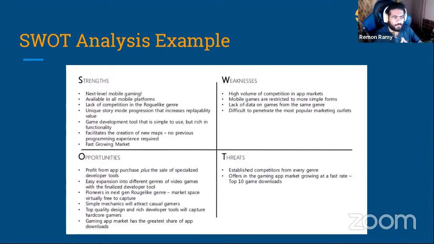So when you're creating something in a somewhat untapped market, for example, here under opportunities, they're saying that they're pioneers in the next gen roguelike. That's the third point: pioneers in the next gen roguelike genre or market space, virtually free to capture. So it's an untapped market. There isn't a lot of it on the market. That's of course an opportunity for you, but it's also a weakness because it can mean that there's a lack of data on games from the same genre, which is the third point in weaknesses, right? So something can be good and still offer some kind of weakness in the end. It's very important to study these things very well when you're trying to release your video game out there.